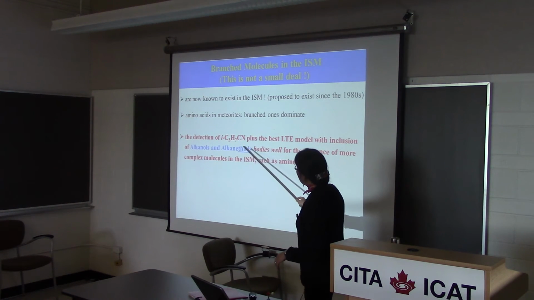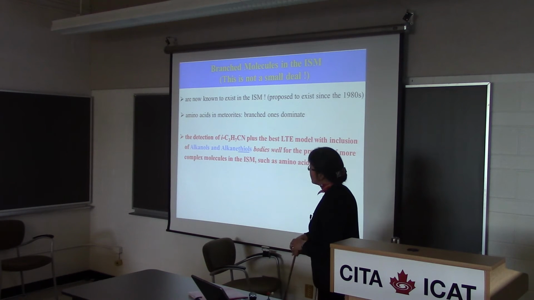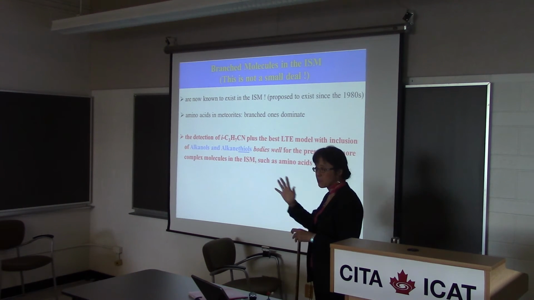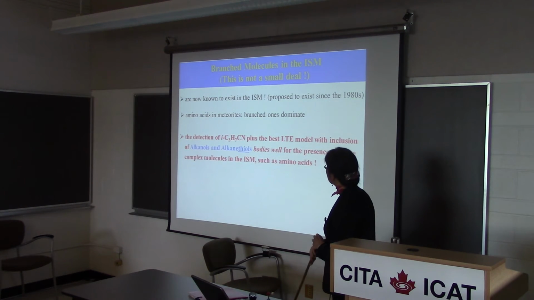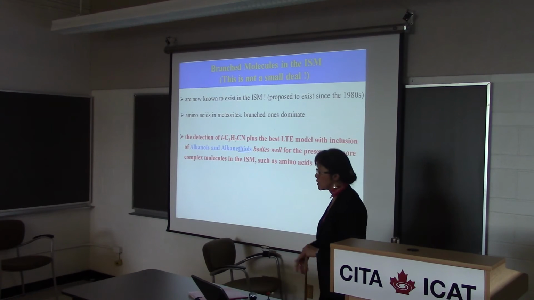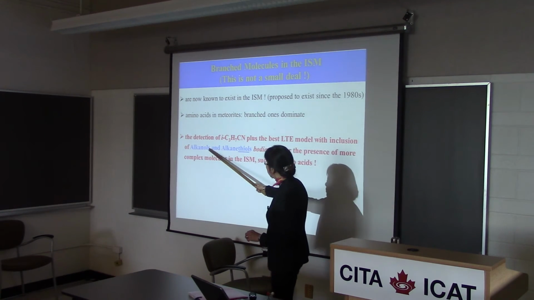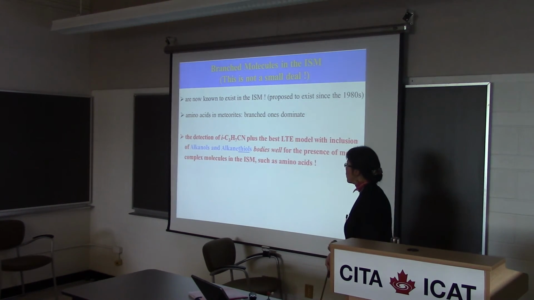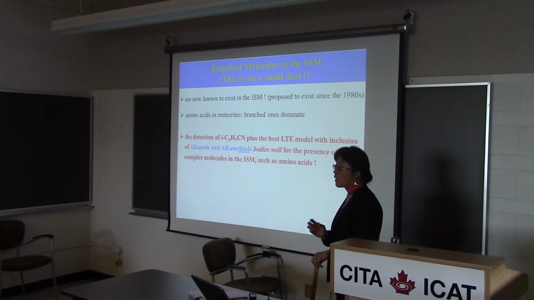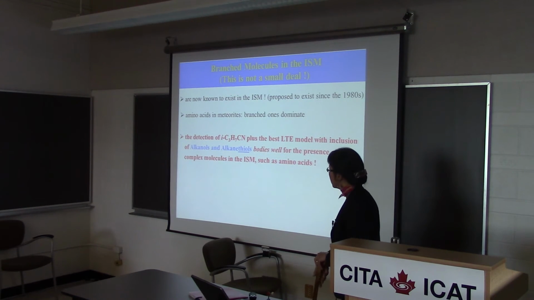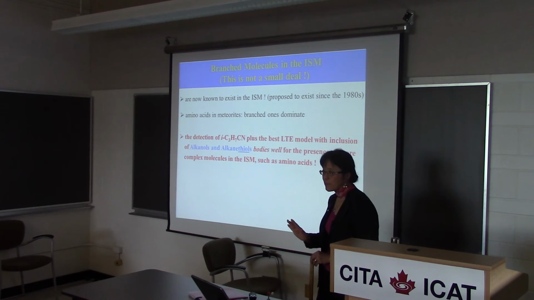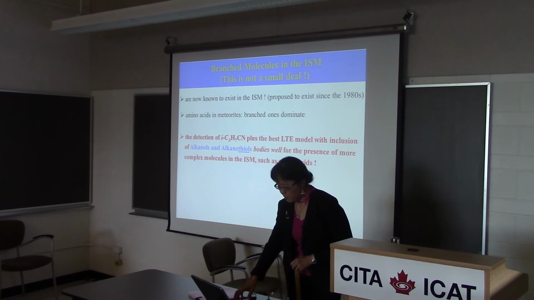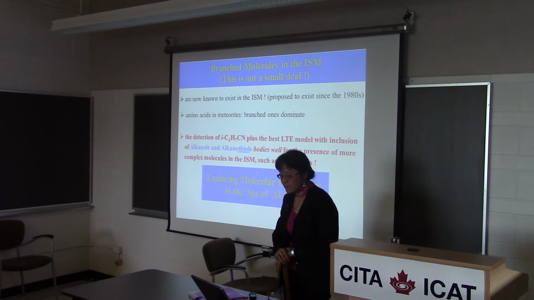So as I highlight here in red, based on our work, the detection of the isoform, which is the branched form, plus the best LTE model with the inclusion of every new molecule we have observed in those two series, really bodes well for the presence of more complex molecules in the interstellar medium, and hopefully an amino acid, which is the ultimate thing we want to detect.